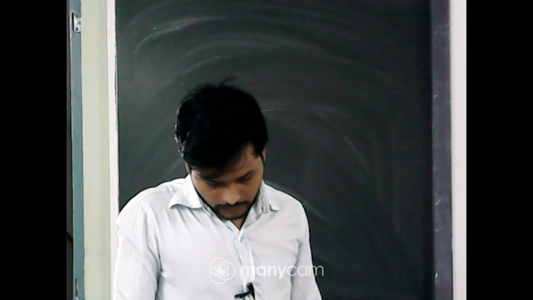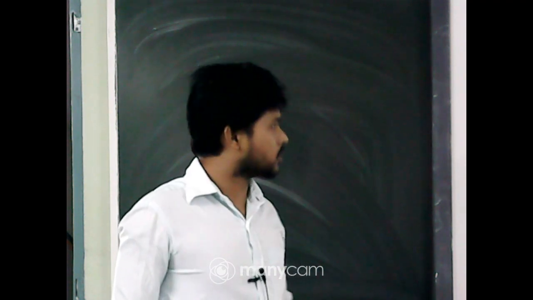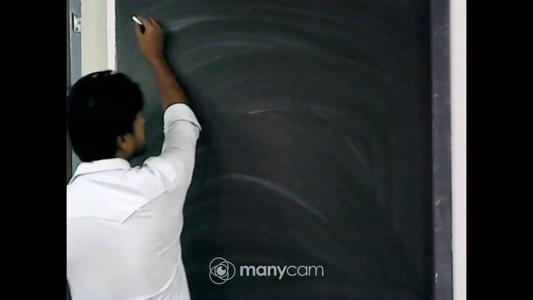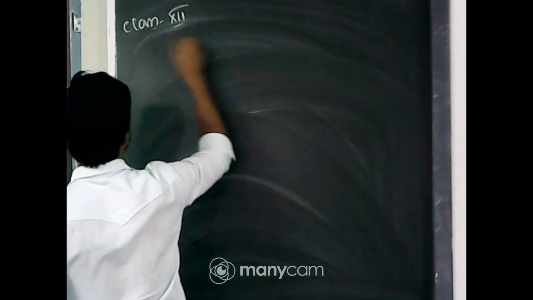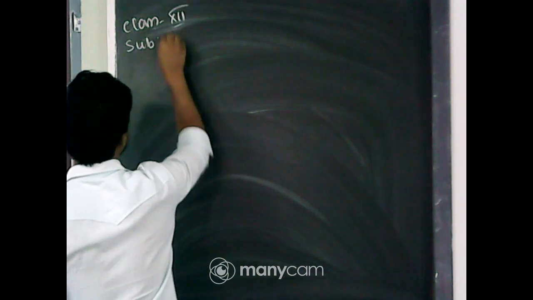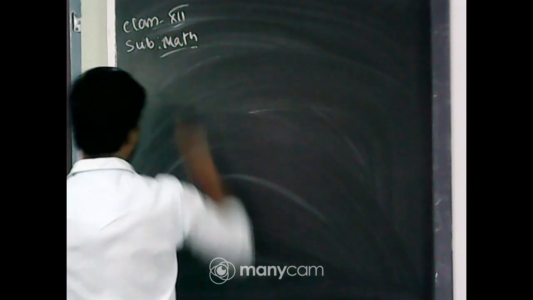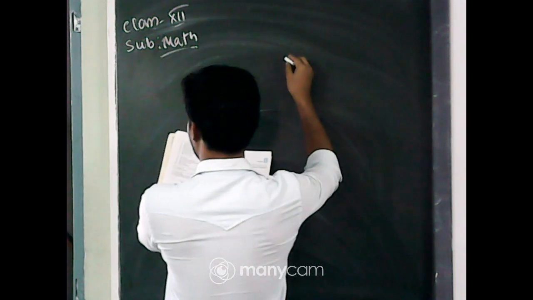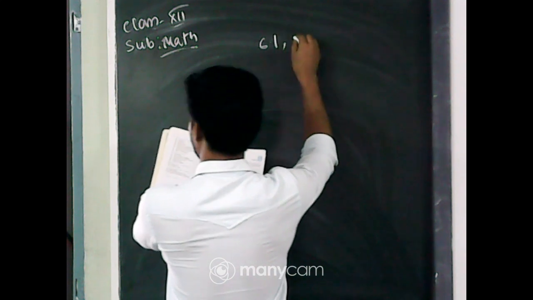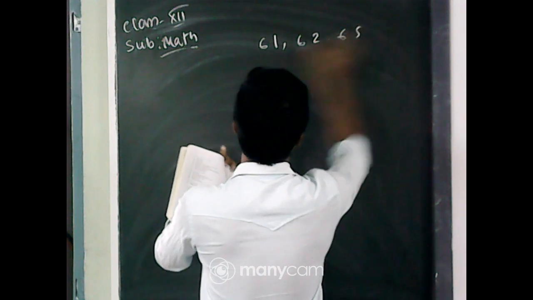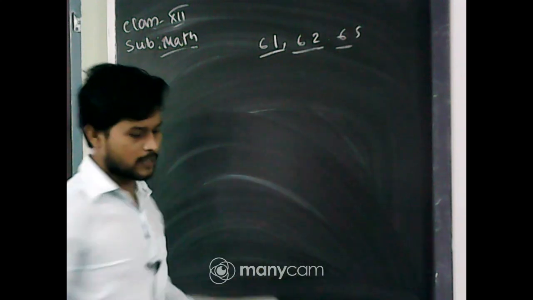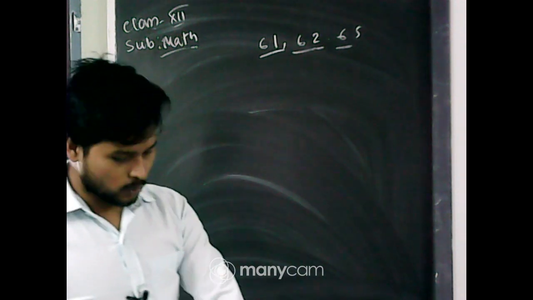And 6.5, meaning approximation. These three portions have been removed from this chapter. This is class 12 subject. Okay, so the removed parts are 6.1, 6.2 and 6.5. These three topics have been removed from your syllabus. I think you know that.